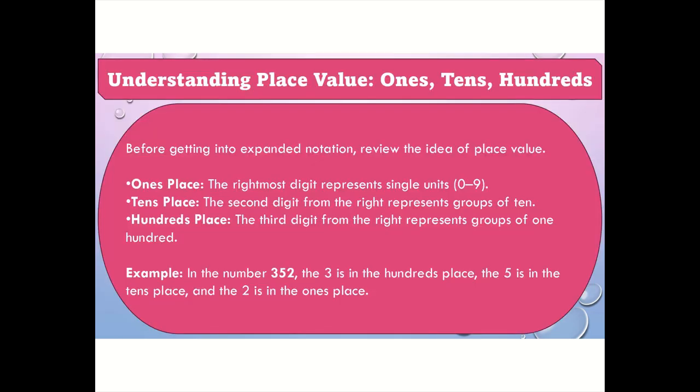Understanding place value: ones, tens, hundreds. Before getting into expanded notation, review the idea of place value. Ones place: the rightmost digit represents single units, 0 to 9. Tens place: the second digit from the right represents groups of 10. Hundreds place: the third digit from the right represents groups of 100. Example: in the number 352, the 3 is in the hundreds place, the 5 is in the tens place, and the 2 is in the ones place.